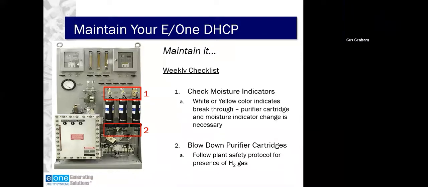There's a valve located beneath each of the purifier cartridges with a cap on the outlet of that valve. You remove the cap and you rocker the valve to the on position, and that would release any liquid oil or moisture that's collected in the pipework. This should only be performed once checking and following safe plant protocol for the presence of hydrogen gas.